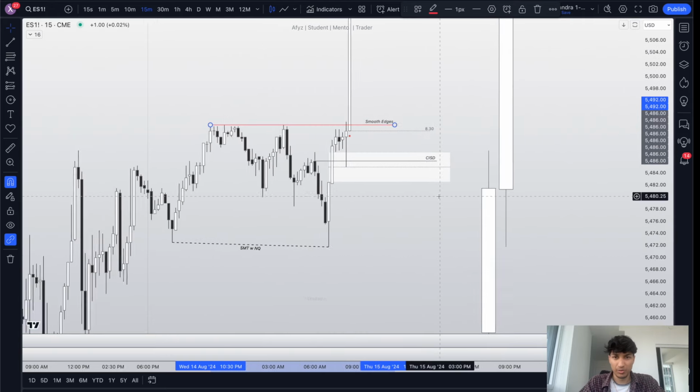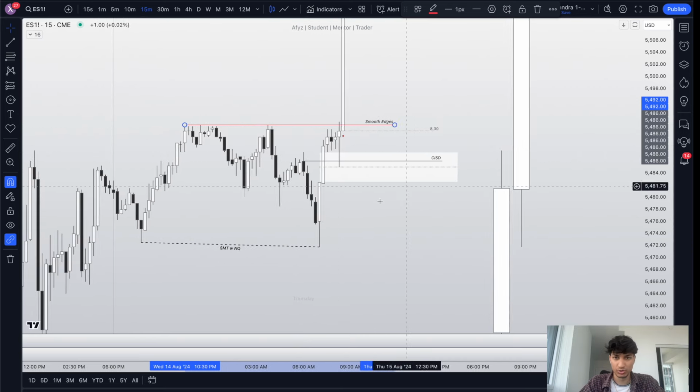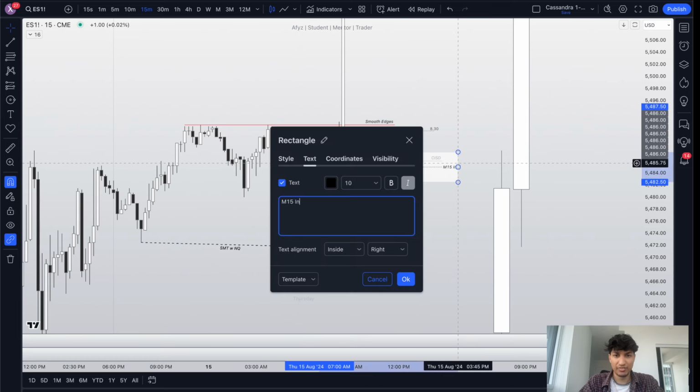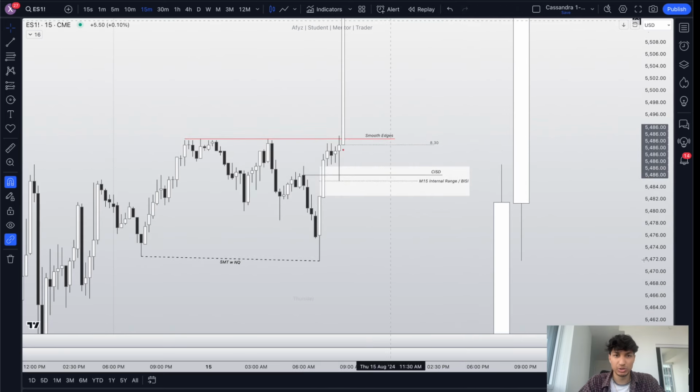So importantly, I want to bring your attention on this 15-minute chart to this double purge that occurs right before the news folder. As you can see, we have relatively smooth edges as a draw on liquidity for the S&P, in which it takes these highs, then refers back in to this 15-minute and hourly change in state of delivery, as well as this M15 internal range, or BISI, right before eventually expanding with the news higher.